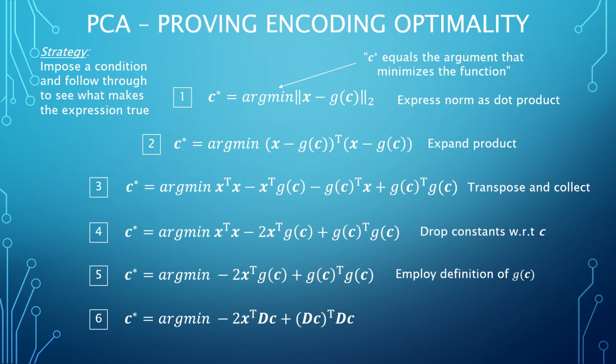So moving on, the function for minimization can be expanded into these two vectors being multiplied, as we see in equation 2. So that's the transpose of x minus g(c) multiplied by x minus g(c).